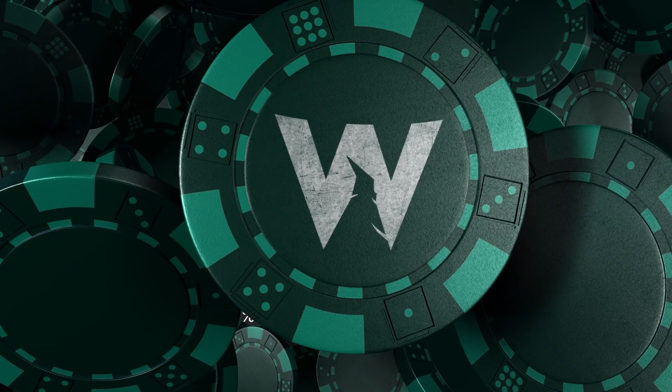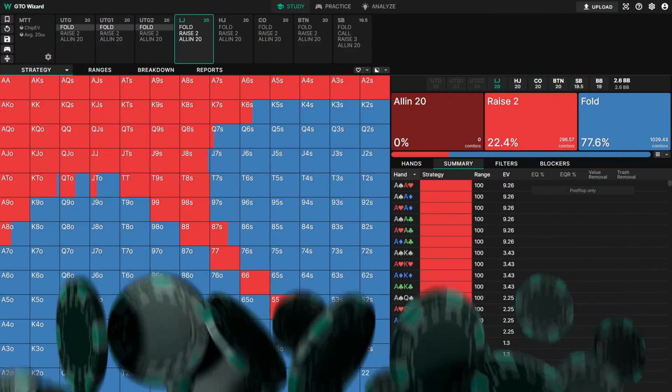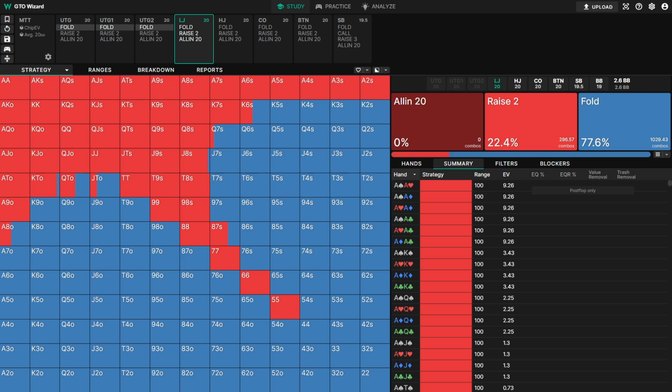tournament progresses. For this first example, let's examine how LoJack's opening strategy changes as we progress through the tournament. Every player has a 20 big blind stack, and you can see the tournament phase in the top left corner. Here we're looking at the ChipEV solutions. Here we see the same solution when 50% of the field remains, so half the players have been eliminated. Here's 37% of the field remaining, 25%, and the final table.